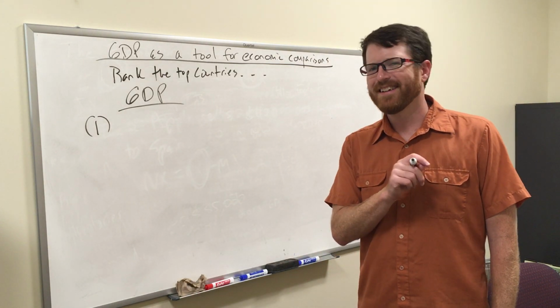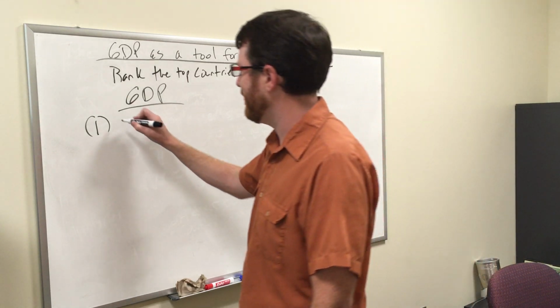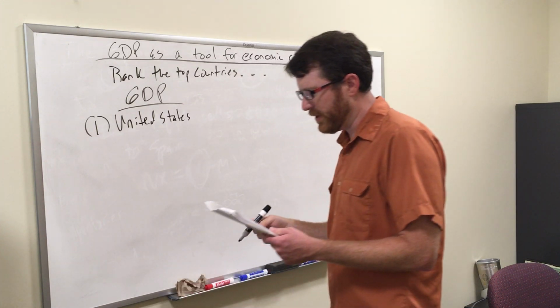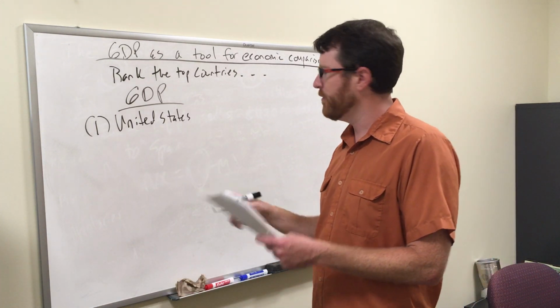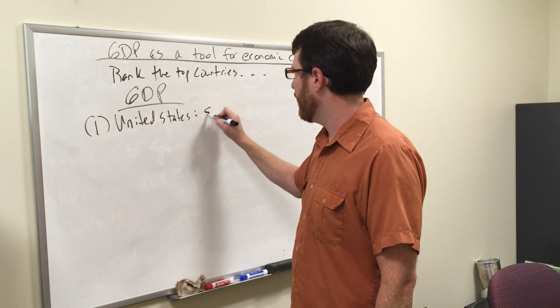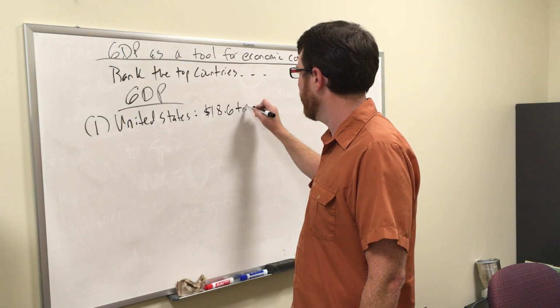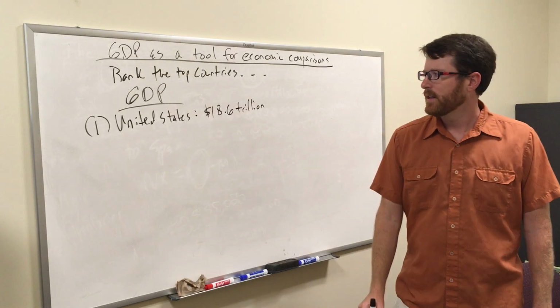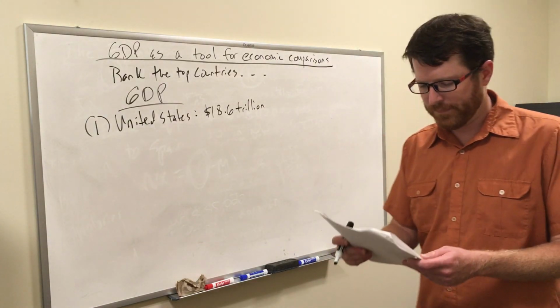Are you thinking China? China's not number one. It's the United States that is number one. And our total GDP as of 2016, remember this is 2016 data, is about 18.6 trillion. We're probably getting close to 20 trillion now, to be honest. So that puts us at number one.